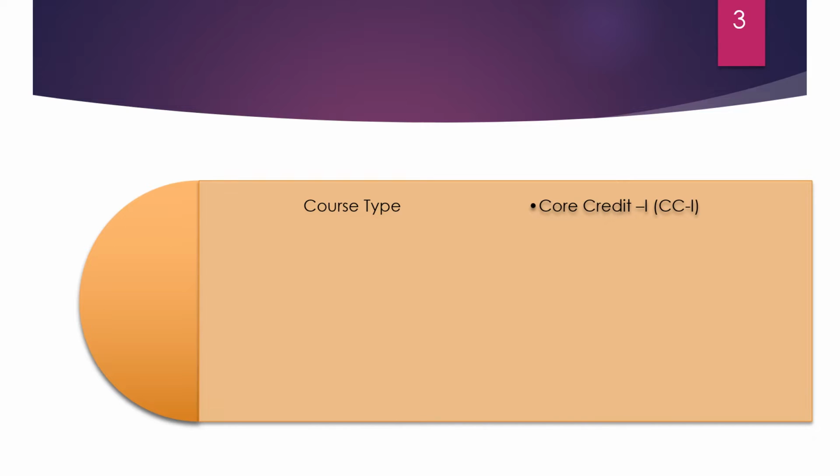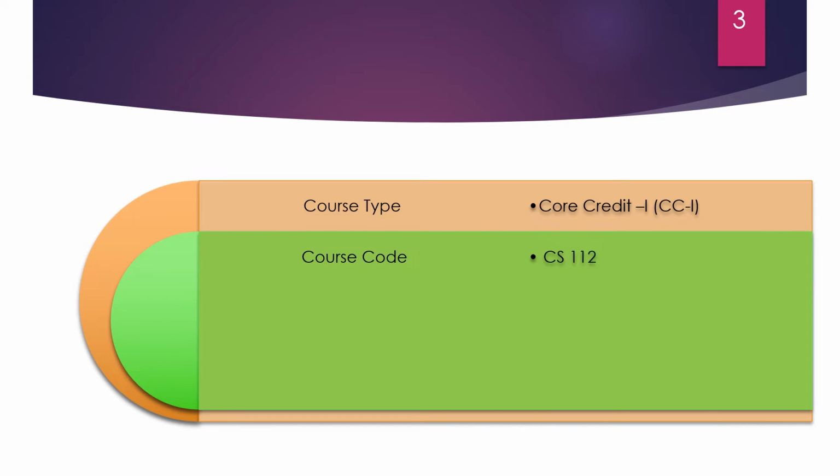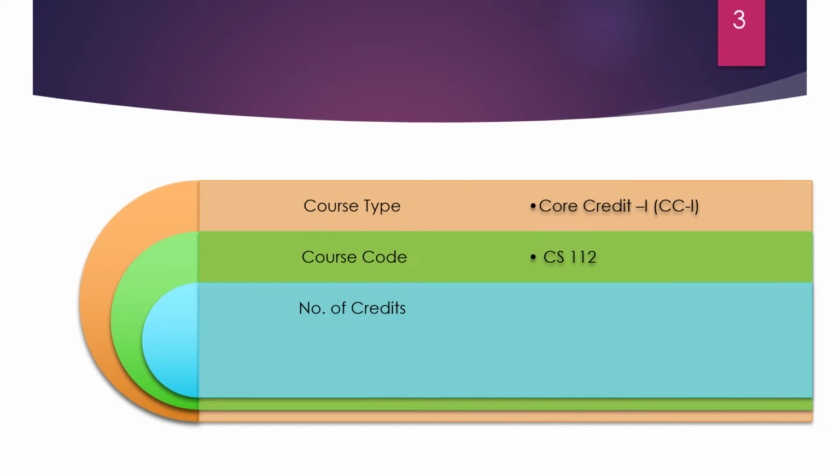Course type is Core Credit 1, that is CC1. Course code is CS112. Here CS means computer science subject. First one is first year, next one is first semester and 2 is paper number 2. The number of credits for this course is 2. At the end of the exam, you have to secure this number of credits.